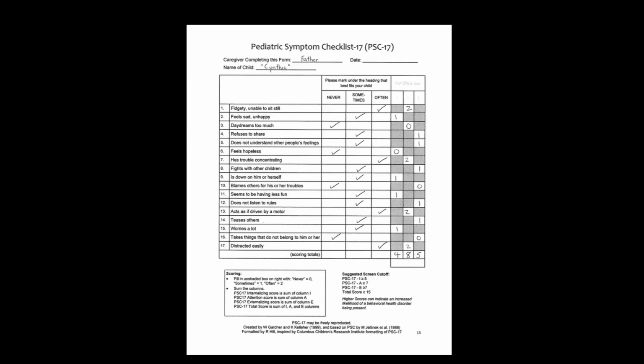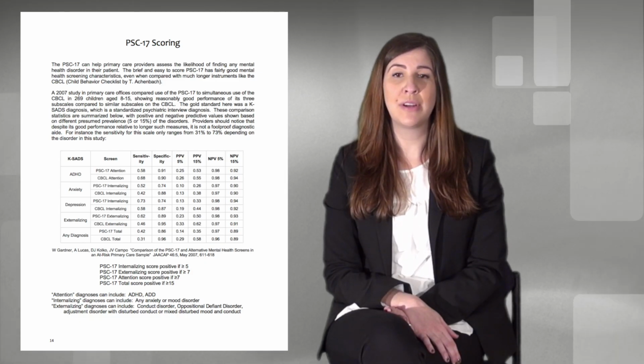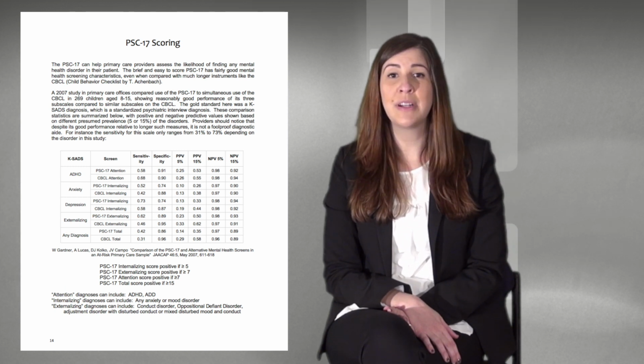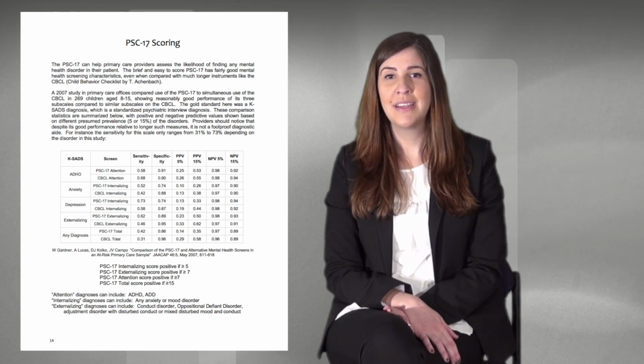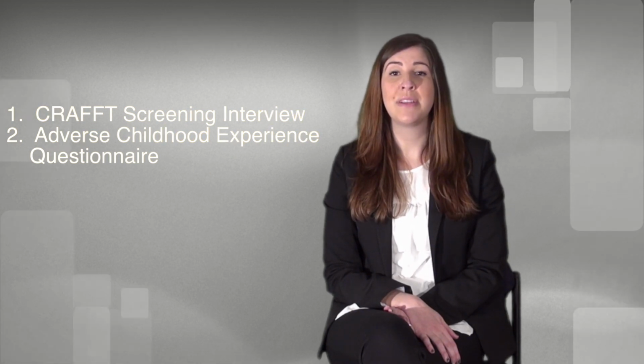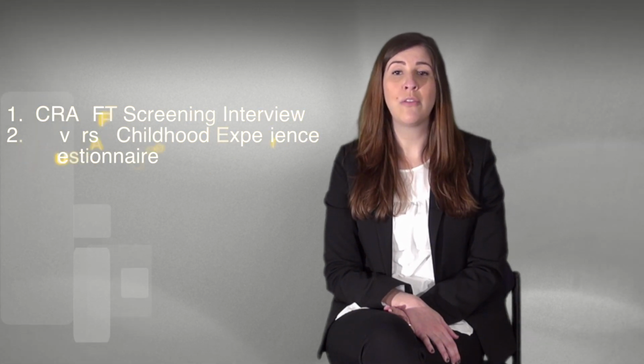In tallying up each column, Cynthia scored a 4 in internalization, 8 in attention, and a 5 in externalization. As the cutoff number is 7 for attention, this indicates that Cynthia is at risk for an attentional disorder. There are also 2 other tools that may further identify the precise issues. We will go over these as well.